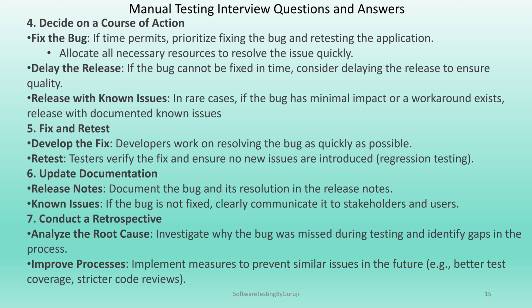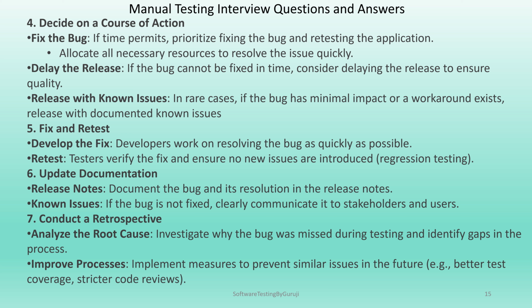Fifth, fix and retest. Develop the fix. Developers work on resolving the bug as quickly as possible. Retest, testers verify the fix and ensure no new issues are introduced. Regression testing. Sixth, update documentation. Release notes. Document the bug and its resolution in the release notes. Known issues. If the bug is not fixed, clearly communicate to the stakeholders and users.